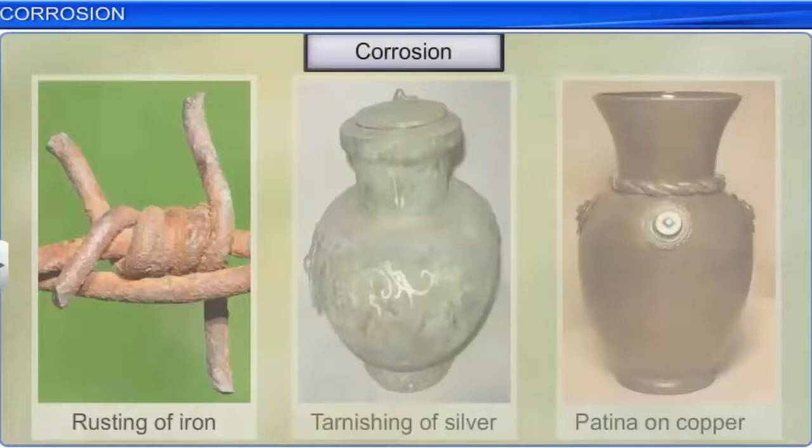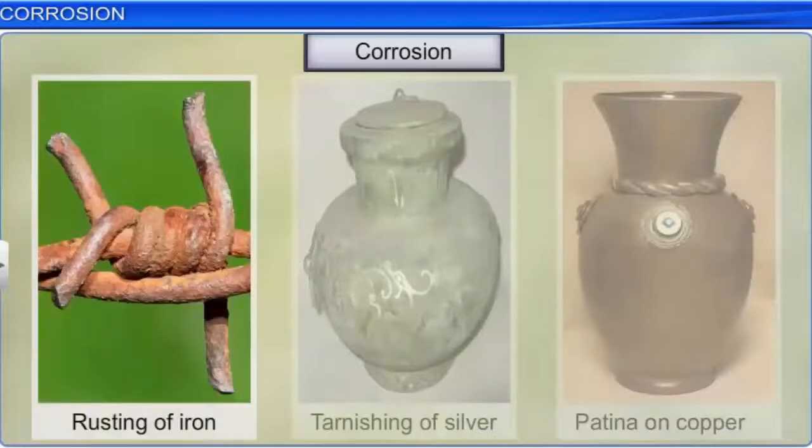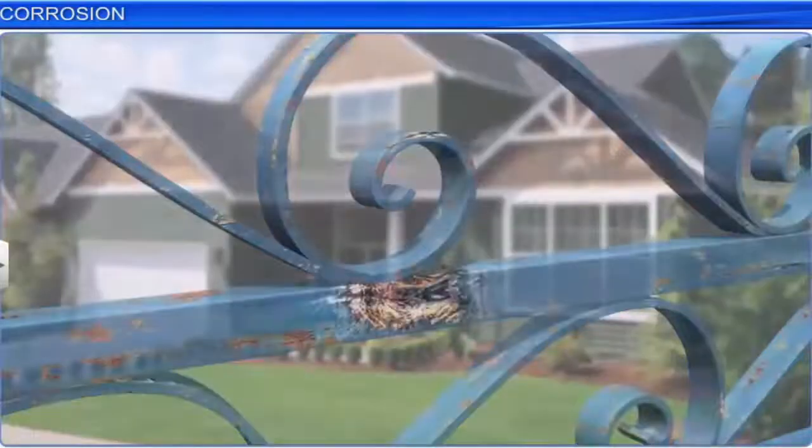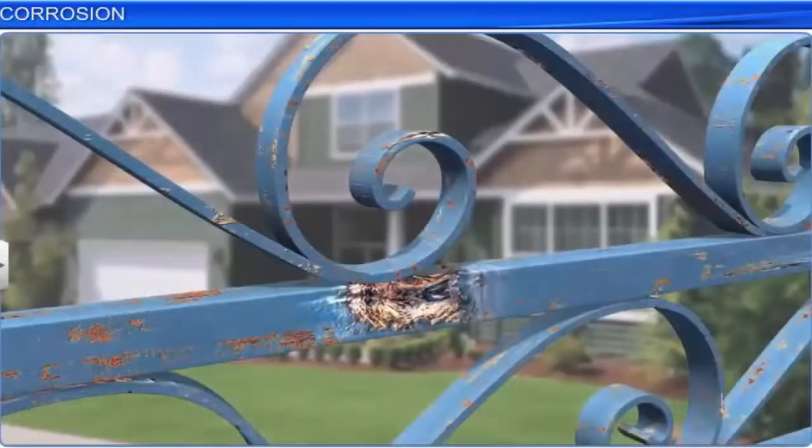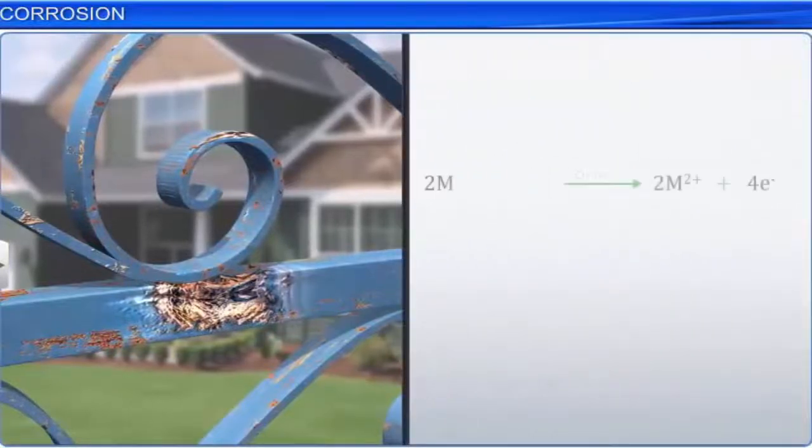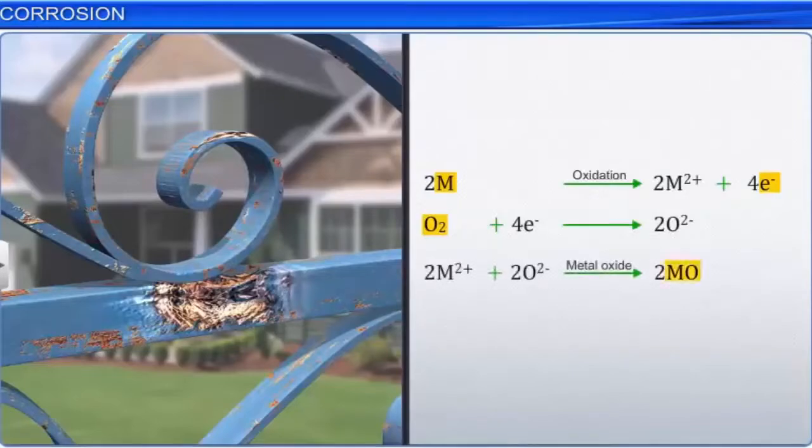If you have ever observed rusted iron, tarnished silver, or the green patina that develops on copper or bronze, then you are familiar with corrosion. Corrosion is the term used to describe the process of the surface of metal objects getting covered by oxides or other salts of the metal. In corrosion, the metal is oxidized by losing electrons to oxygen, forming oxides. Corrosion is essentially an electrochemical process.